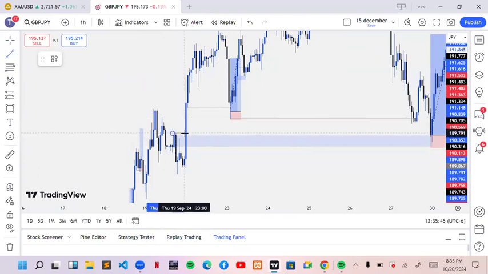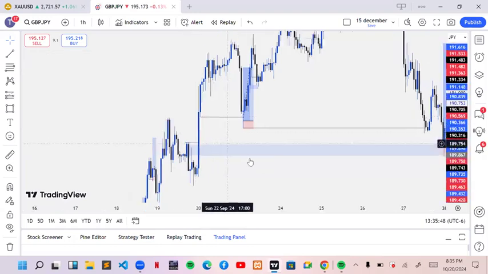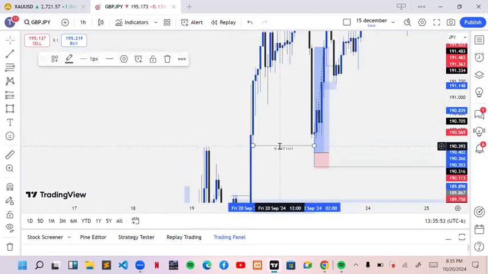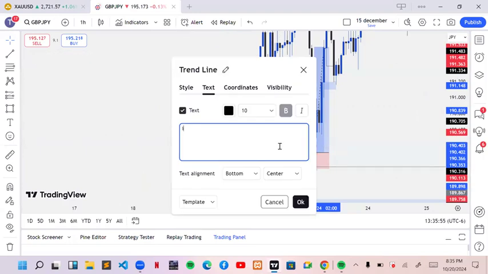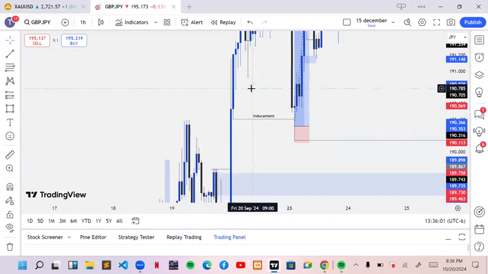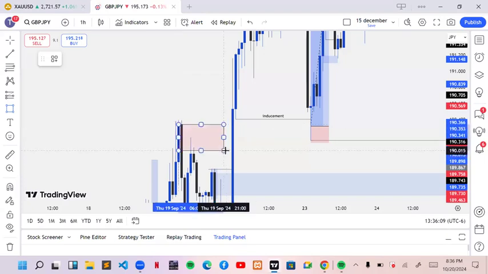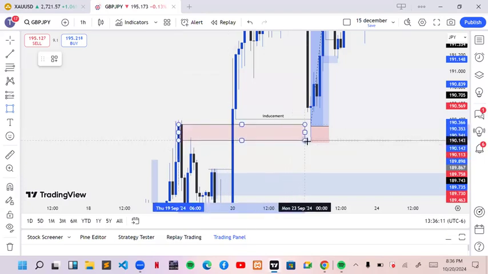So after the shift of market structure, markets made this first pullback, which is this inducement right here on 1 hour time frame. This is our inducement, the first pullback that market makes after the shift in market structure. So the full pullback, this is our breaker block here. Remember, if you're marking a breaker block, you mark from the body. This is our breaker block right here.